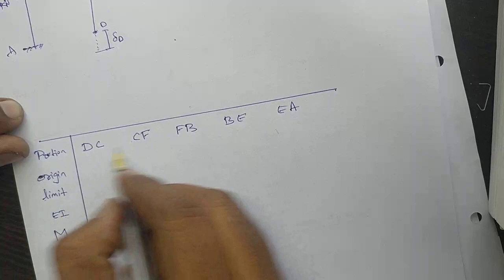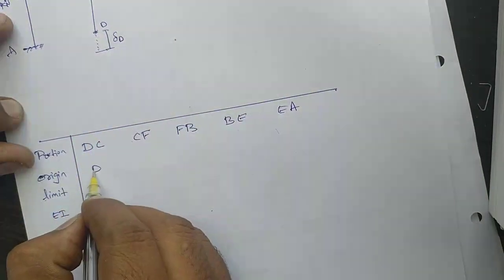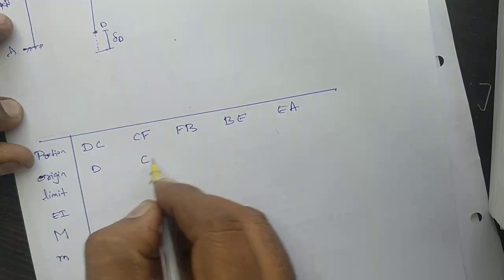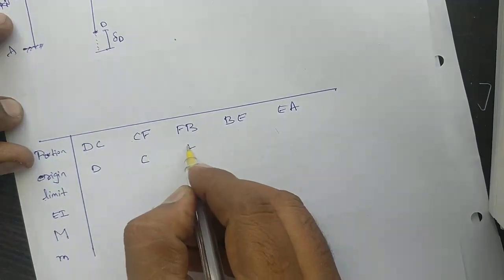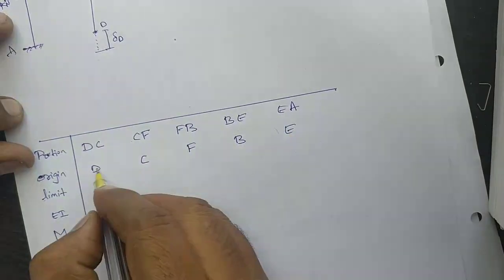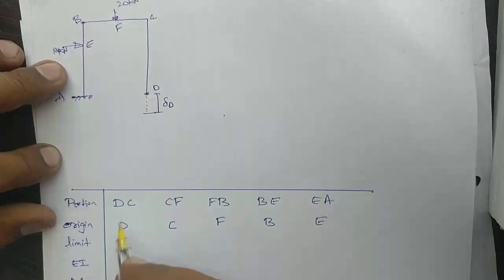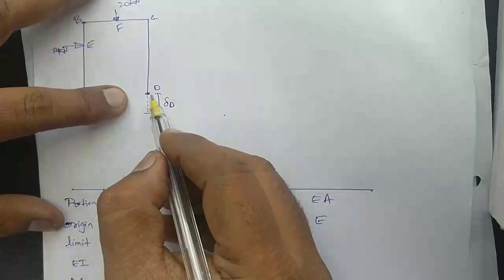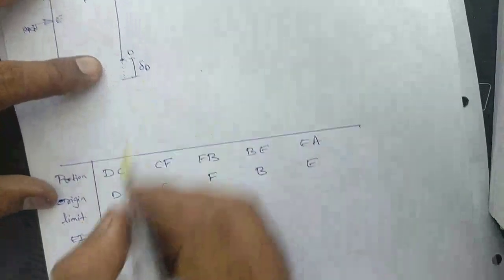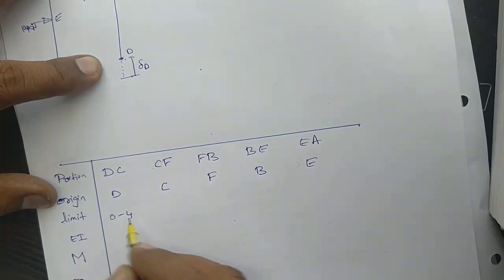So we'll write the origin. Origin means from where. For DC we'll start from D. For CF it is C. For FB it is F. For BE it is B. And for EA it is E. This is the starting point. And the limit for DC is from D to C. The length is 4 meters. So the limit is 0 to 4.